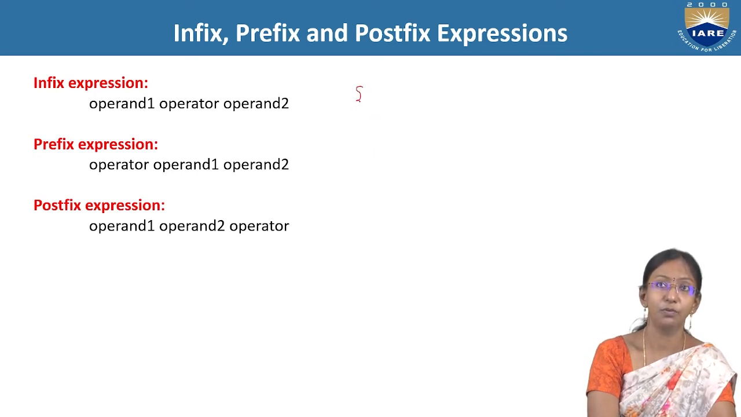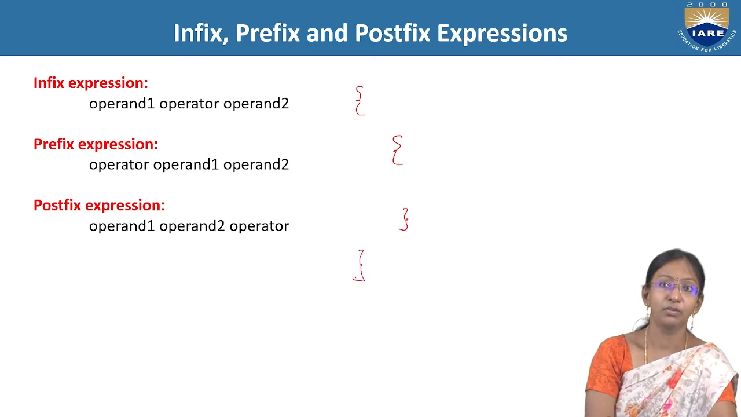For example, I have opened a flower bracket over here. This is an outer one. Inside, I open another set of brackets and I close it. This is closing off the inner bracket, and this one is closing off the outer, right?